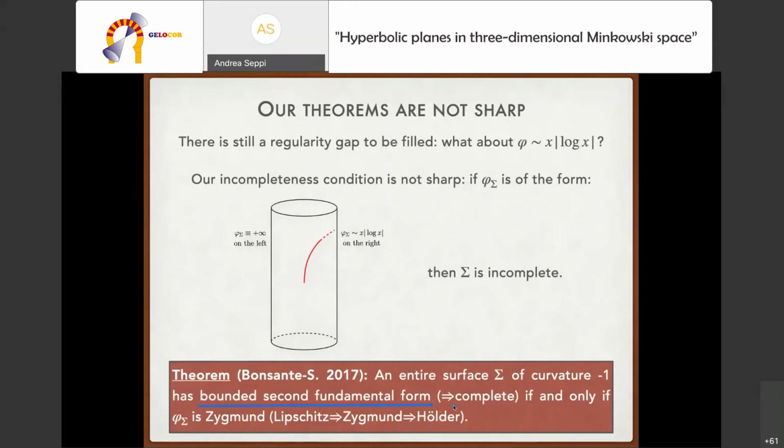And this is stronger than completeness, basically because bounded second fundamental form tells you that the Gauss map is bi-Lipschitz to H2. And this is characterized by a certain regularity class, the Zygmund class, on the null support function, which lies between Lipschitz and Euler. So this is a related result, but on a more restrictive condition than completeness.